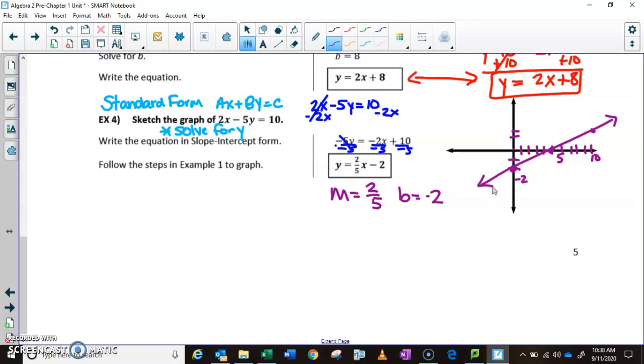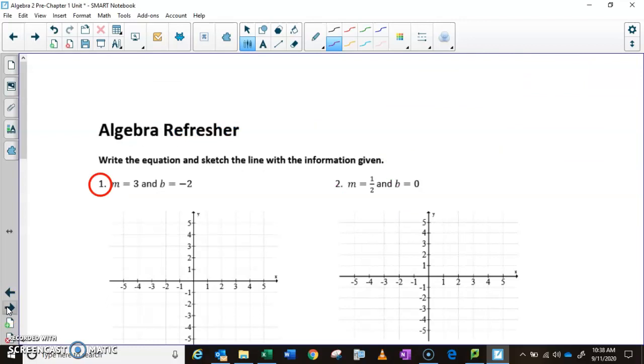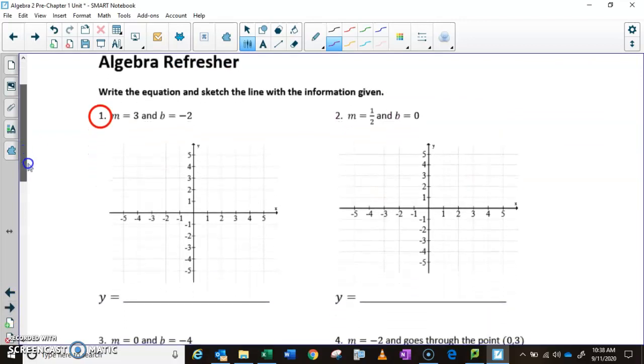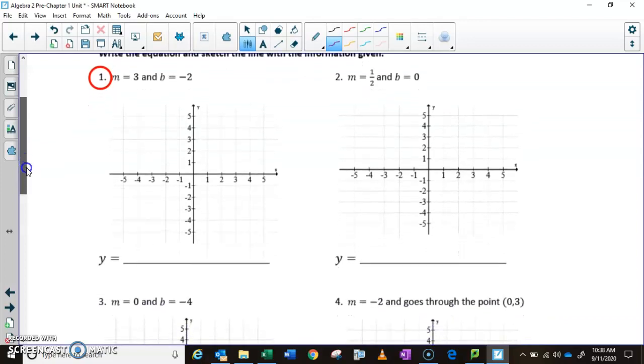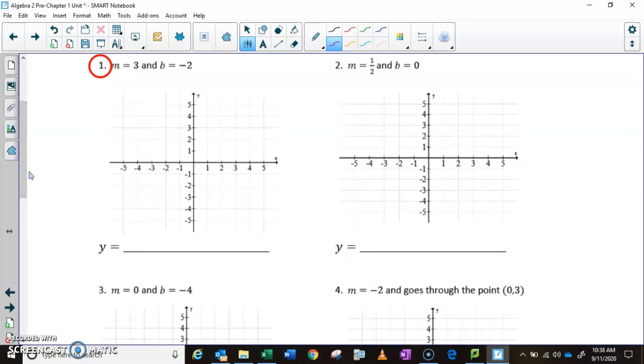So those are the skills that we are going to work on in this particular section. Okay? So let's practice some of these skills. On the next pages, we are going to see some practice. We're not going to do all of them. I'm going to pick one or two from each section, and we're going to finish the rest of them together in class. So on the next page, number 1, slope of 3, y-intercept of -2.